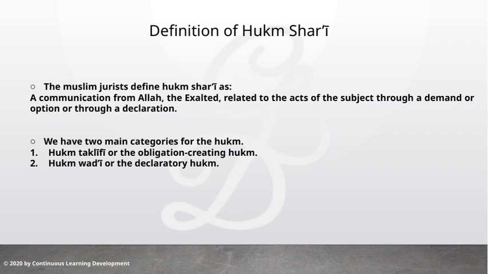Now, it's important to realize that Hukum Shari isn't just one single thing. It falls into two main categories. The first is Hukum Taklifi, which creates obligations. Think of it as the rules that tell us what we must do or what we are forbidden from doing. The second is Hukum Wadi, which is more about declarations. These are rulings that clarify or establish facts without necessarily creating obligations. Understanding these categories helps us see how Islamic law communicates with us and guides our actions. Throughout this presentation, we'll explore how these different hukum categories influence our daily lives and our relationship with Allah's commandments.